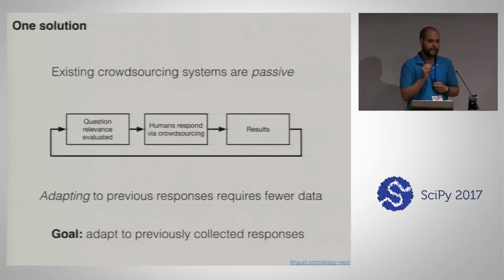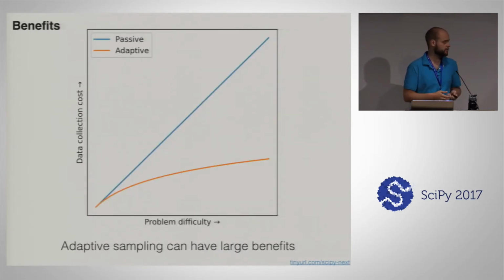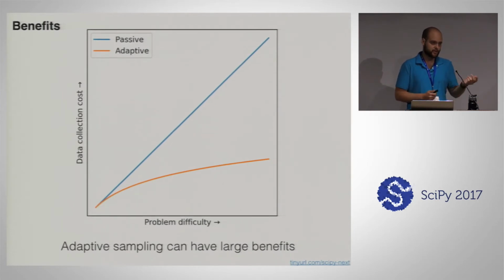So there's a lot of study behind this, and it's useful in other contexts, but our goal is to bring this to crowdsourcing. There are some benefits to this, and they're shown here. I'm plotting the data collection cost, the cost of actually collecting the responses, versus problem difficulty. We see that passive algorithms that do not adapt to previous responses are far more expensive than adaptive algorithms that do use previous responses. A quick example of this is sorting. A passive sort requires order n squared responses. An adaptive algorithm like quicksort requires order n log n responses on average.